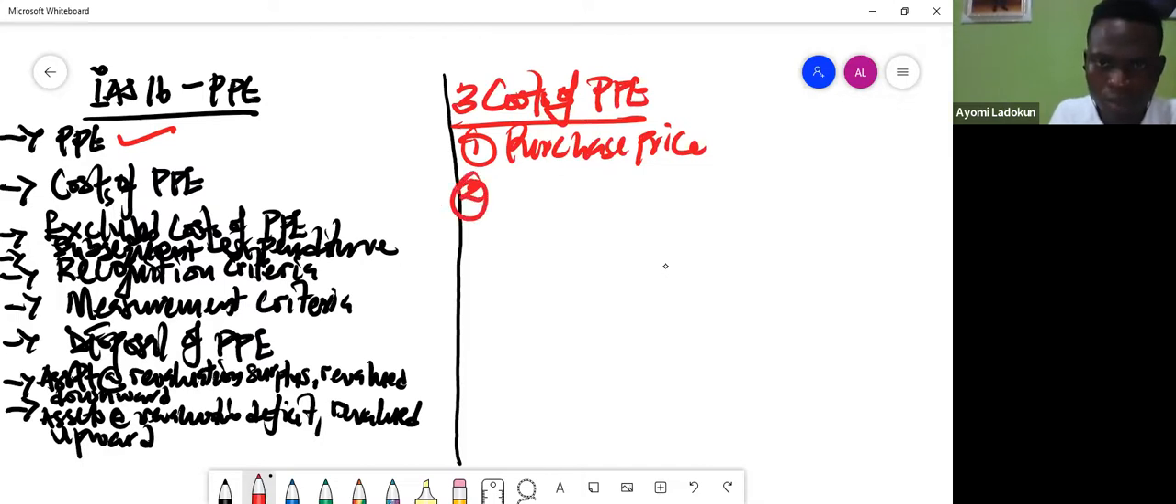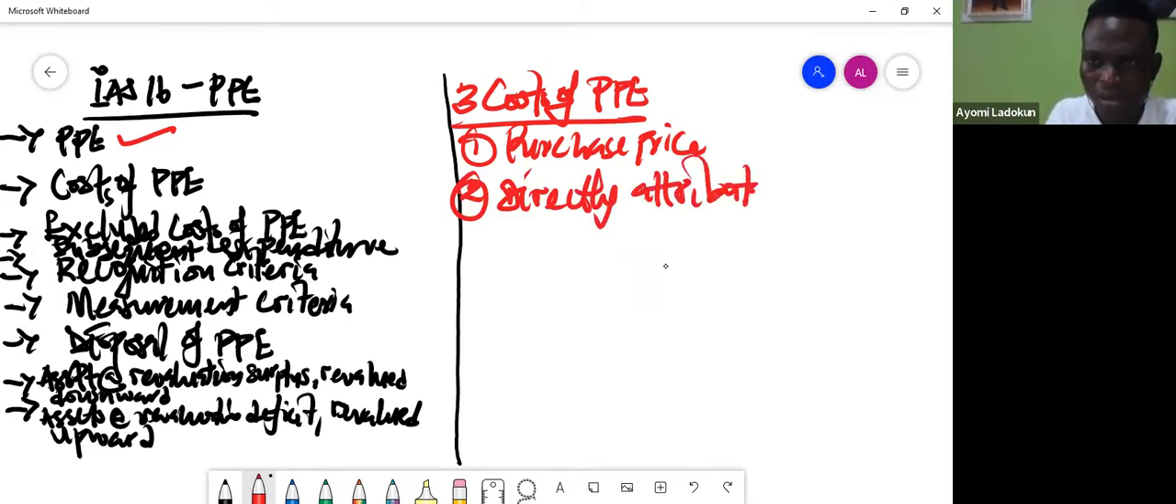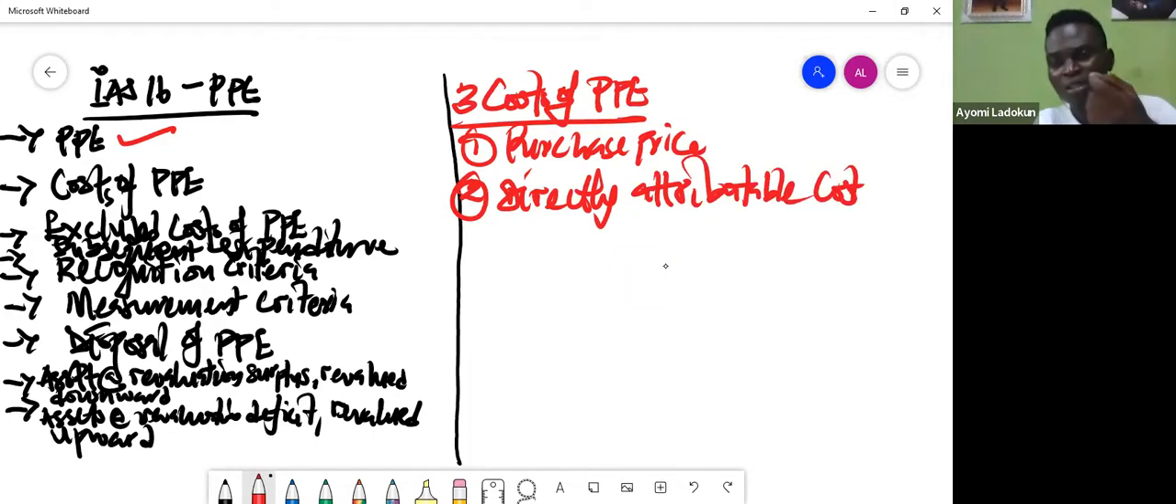Then number two, directly attributable costs. Okay, direct costs. Okay, or directly attributable costs. What is this saying? The cost you incur in bringing the asset to its present location and condition as intended by management, or capable of operating as intended by management. Any other cost you incur, all right, it is what we call directly attributable cost.